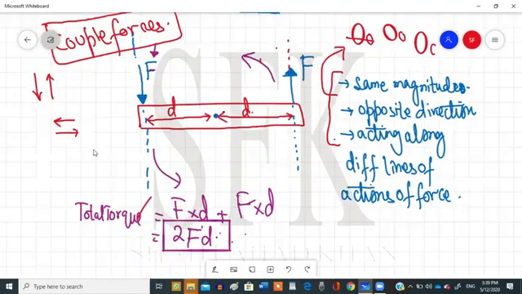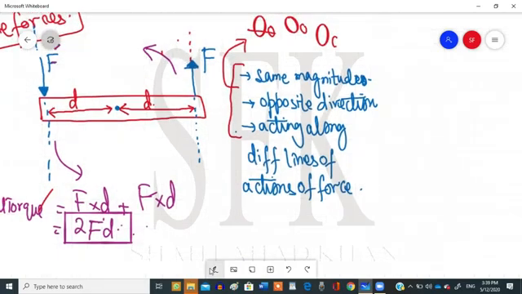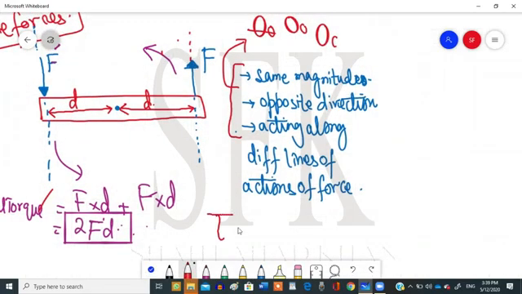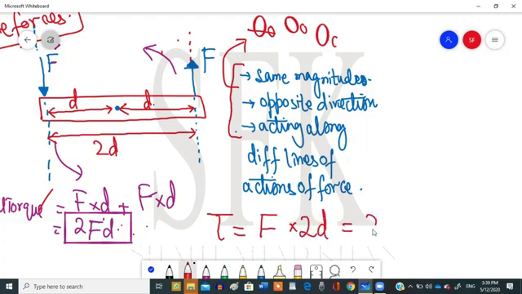Now, the direct formula for calculating the torque of a couple is taking the magnitude of one of these two forces, this F, multiplied by the perpendicular distance between these two forces. What's the perpendicular distance between these two forces? Is it 2d? Yes. Multiply it with 2d, and what do you get? You get 2FD. And is it exactly identical to the initial 2FD which we calculated using the conventional method? They're the same, right? So this is how you could calculate the torque of a couple.